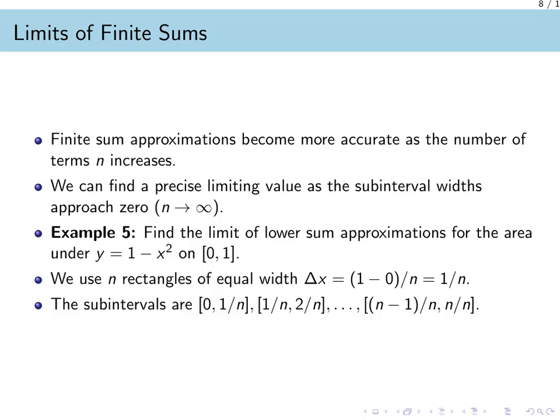Since the total interval has a length of 1, the width of each rectangle, which we call delta x, is simply 1 over n. This division creates n subintervals. The first one goes from 0 to 1 over n. The second goes from 1 over n to 2 over n, and so on, until the very last rectangle covers the subinterval from n minus 1 over n to 1. With this setup, we have a general framework for our rectangles, no matter how large n gets.